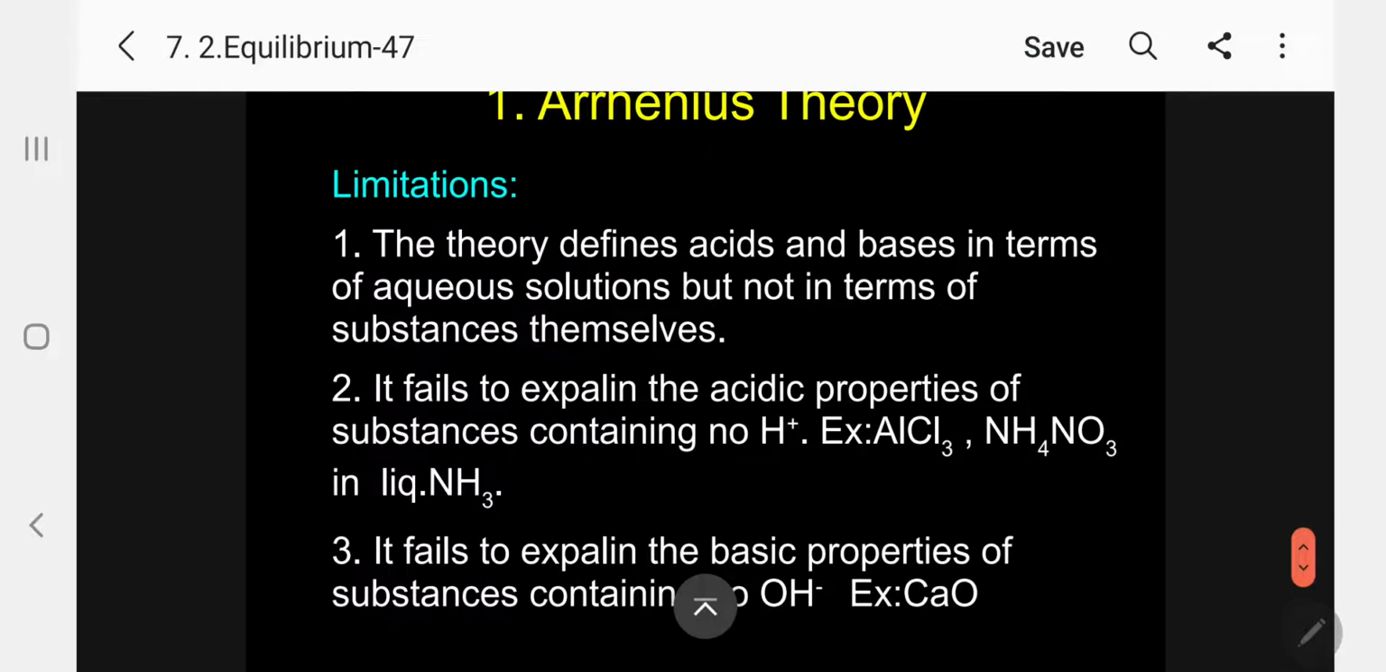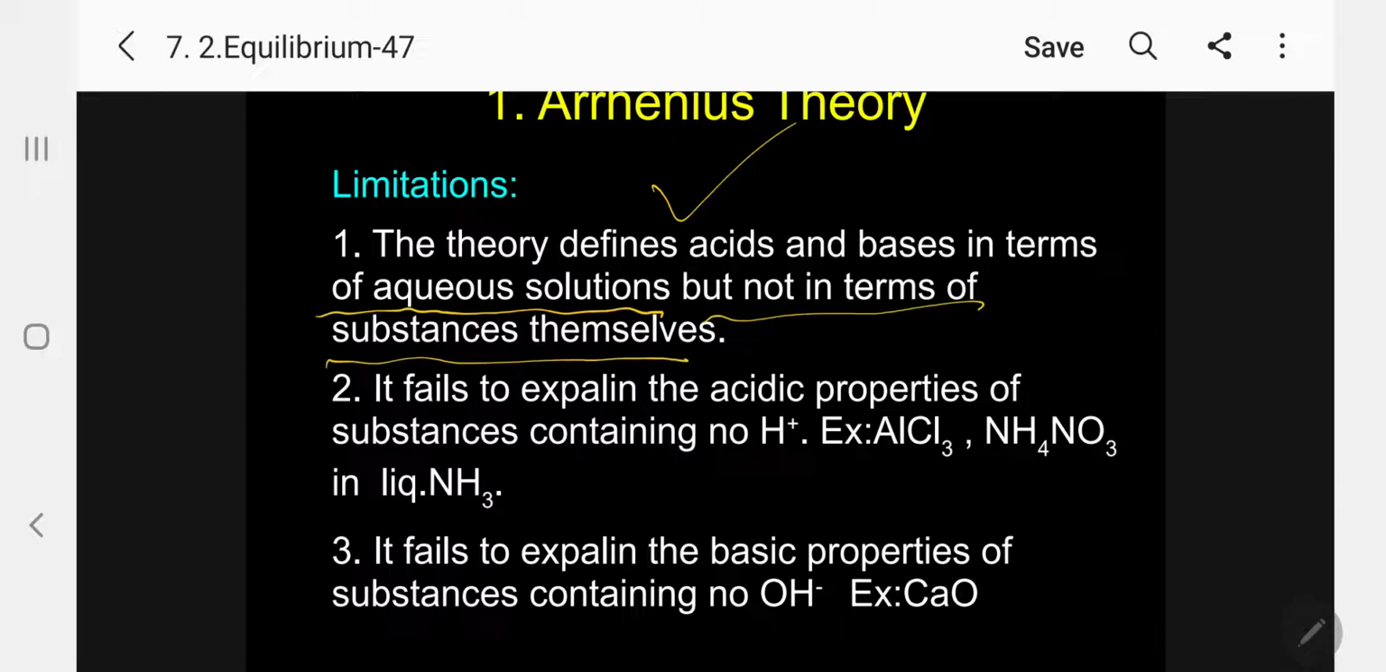Limitations. What problems do we face with this concept? Number one, the theory defines acids and bases only in terms of aqueous solution, only with water, but not in terms of the substance itself. By taking HCl alone or sodium hydroxide alone, it is not speaking. It speaks only with water. So it is a drawback.